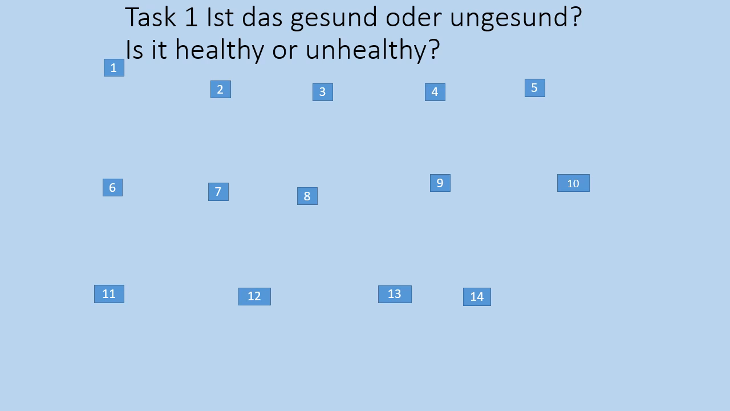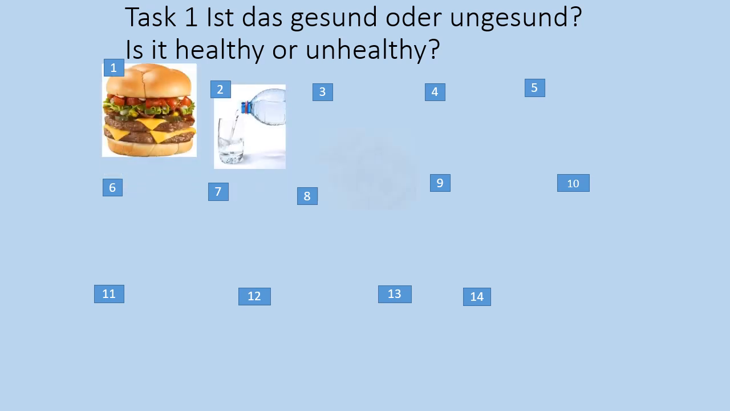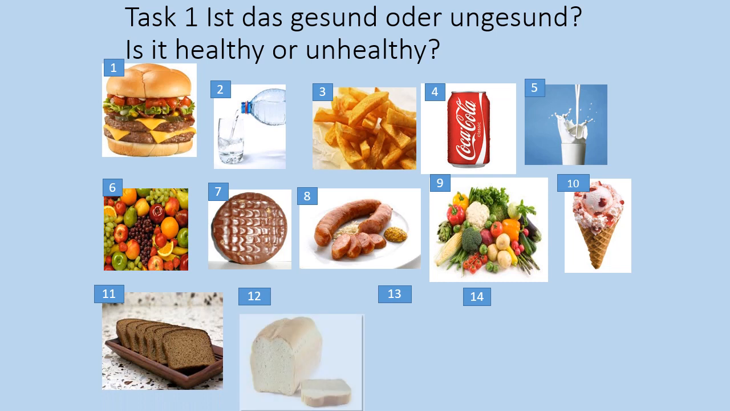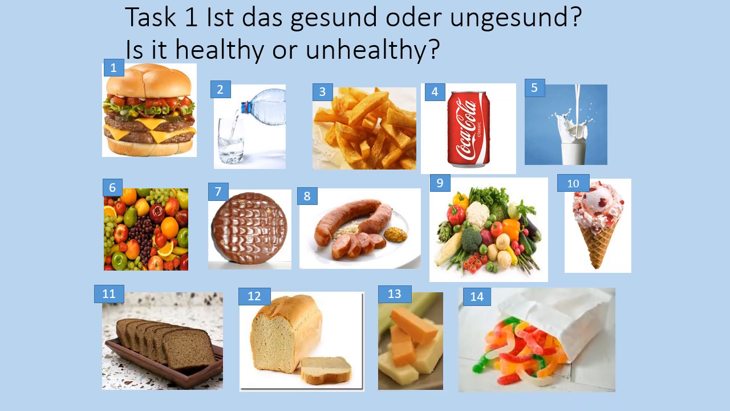Okay, for task 1, we're going to be looking at the words gesund and ungesund, healthy and unhealthy. You've got a row of pictures here. All I want you to do is write down in your exercise jotter the numbers 1 to 14 and look at the picture and write down, is that gesund, healthy, or ungesund? So I want the German word each time.